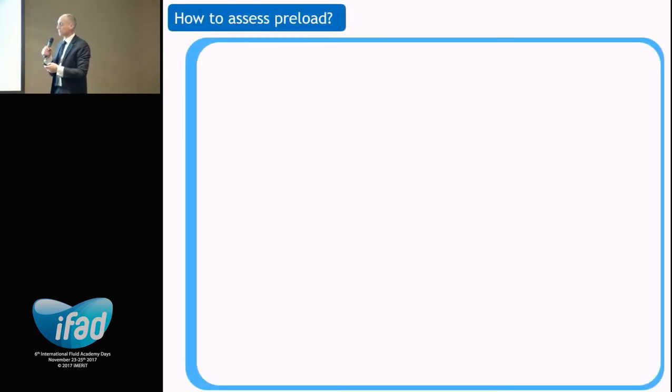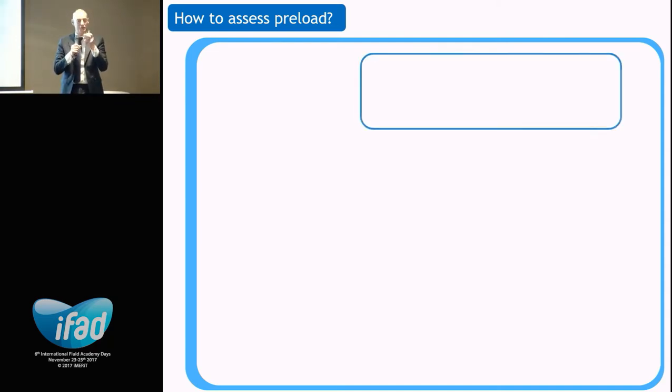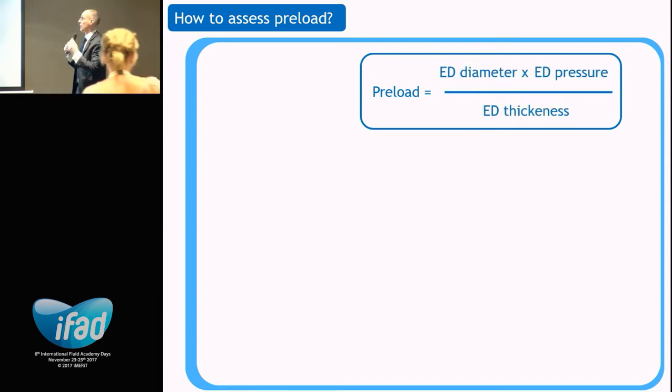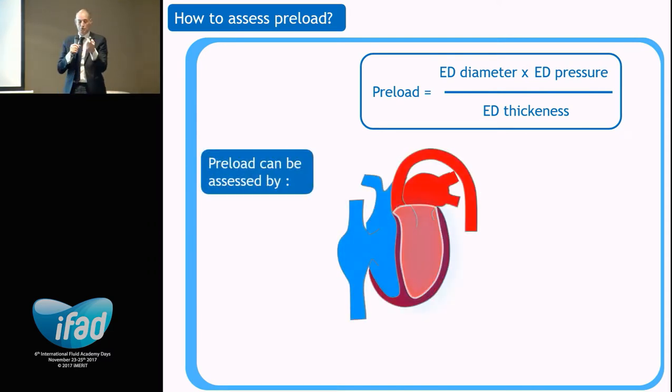In fact, the first question is how to assess preload at the bedside. It's not that easy because physiologically, as you know, preload depends on the dimensions, the diameter, also the thickness and the pressure at the end of diastole of both ventricles. Nevertheless, in practice, what do we do?